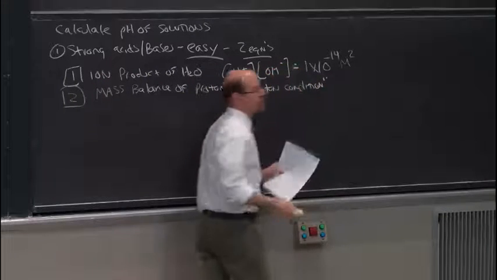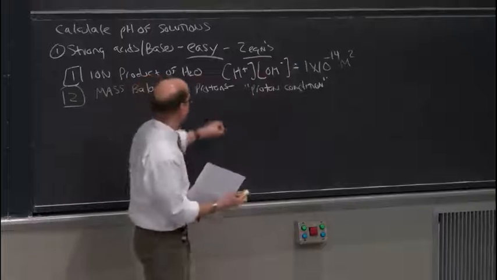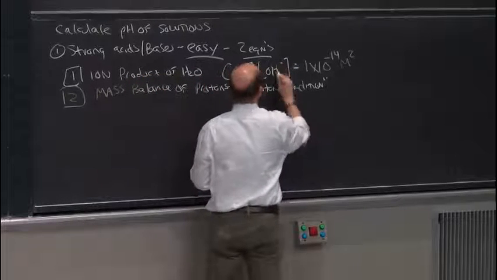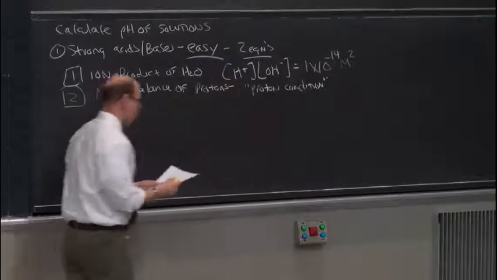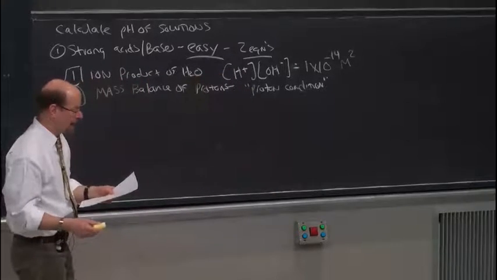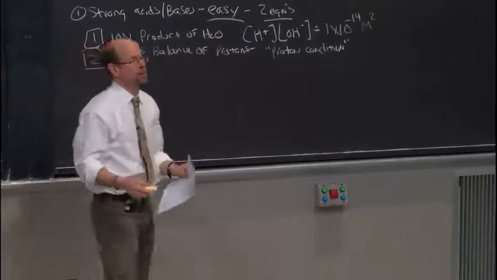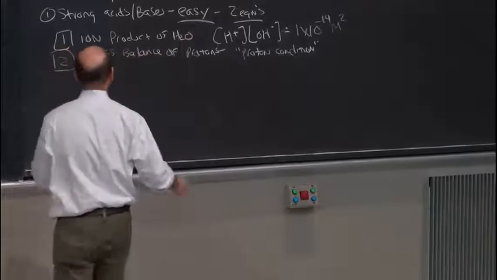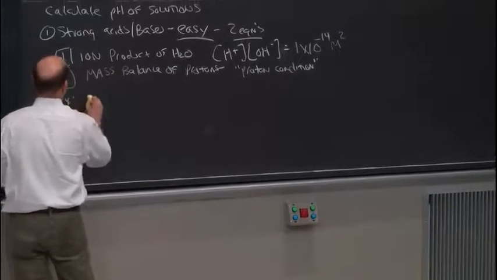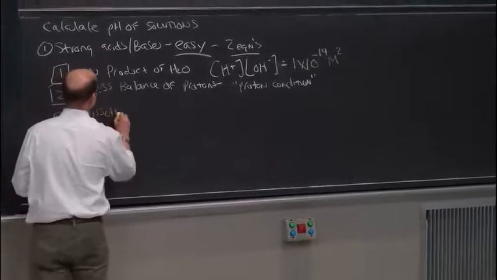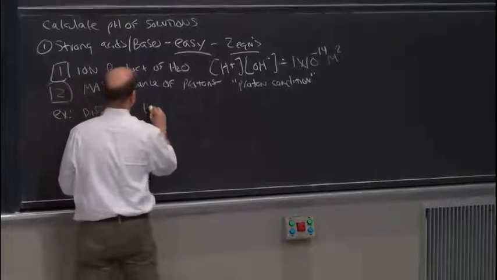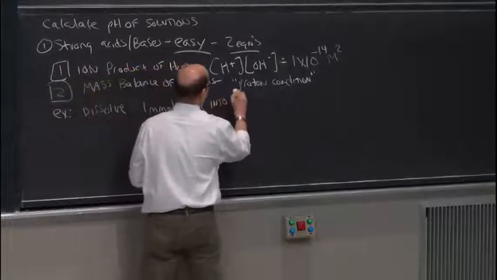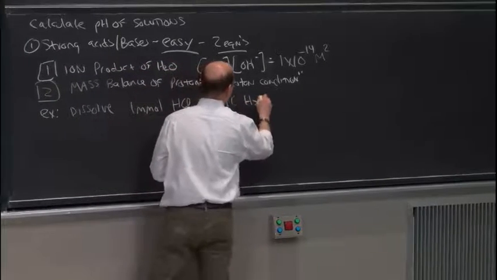Remember that as long as I'm doing a reaction in H2O, this equation, the ion product of water, must be satisfied. The reason we can get away with only two equations, as you'll see in a moment, is we're going to assume that there's complete dissociation. So let's take an example. We're going to dissolve 1 millimole of hydrochloric acid into 1 liter final volume of H2O.